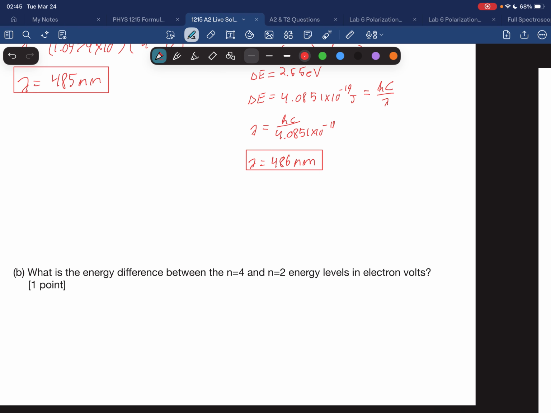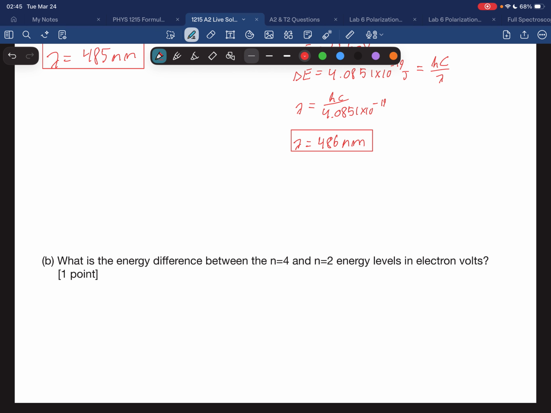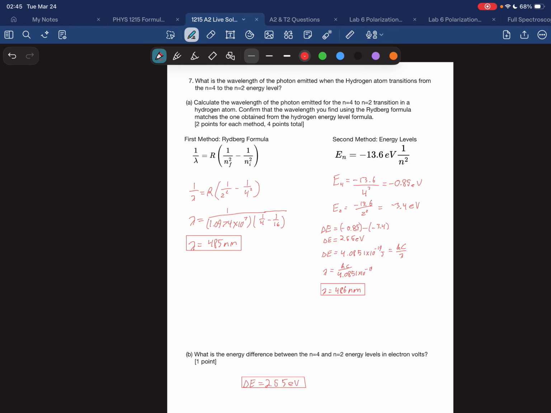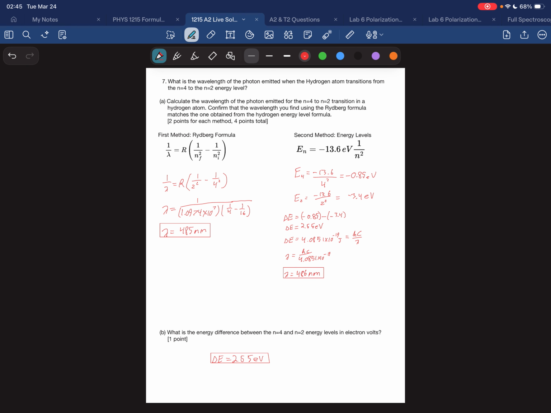Part B, what is the energy difference between the n equals 4 and n equals 2 energy levels in electron volts? Well, we already found that in the middle of our calculation for the energy level portion. This part B was just a relic from when this question was first written. It used to look very different. I liked this version much more, and I just ended up leaving part B down there. Just basically as a free mark for you guys, hopefully.